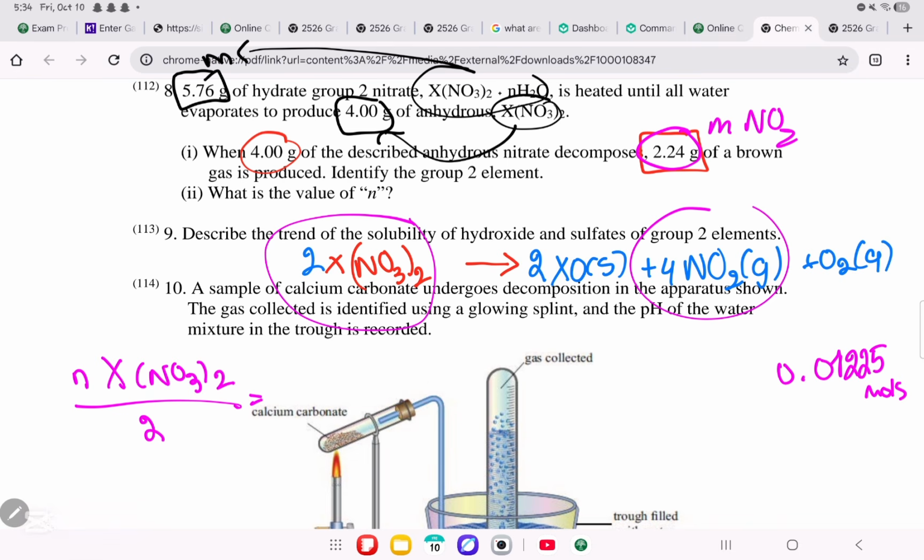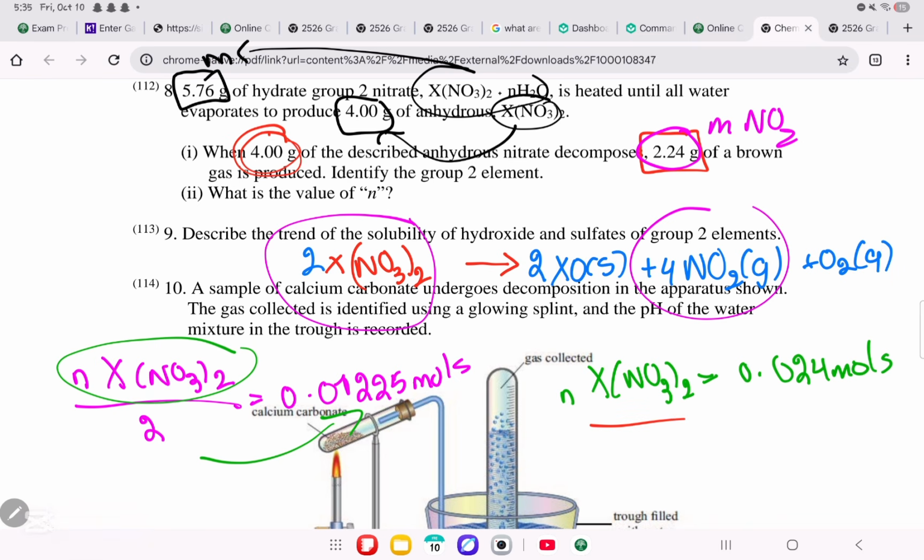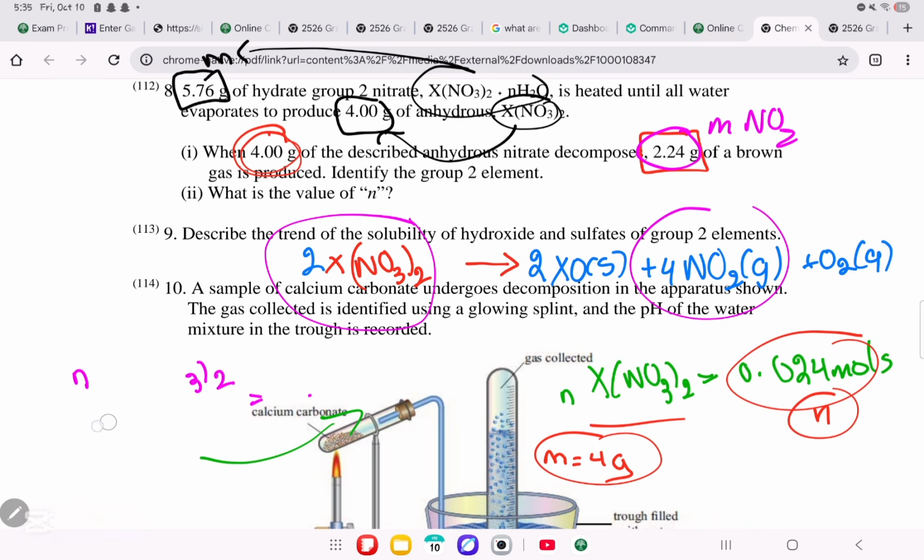So the ratio of nitrogen dioxide gas is 0.01225 moles. Okay, so how do we find the number of moles of X? We need to do a cross multiplication. So when we do a cross multiplication, the number of moles of XNO32 is equal to approximately 0.024 moles. Perfect. Now, what can we do with this? We have the mass of this, right? It's given to us as 4 grams, so mass is equal to 4 grams. We also have N, the number of moles.